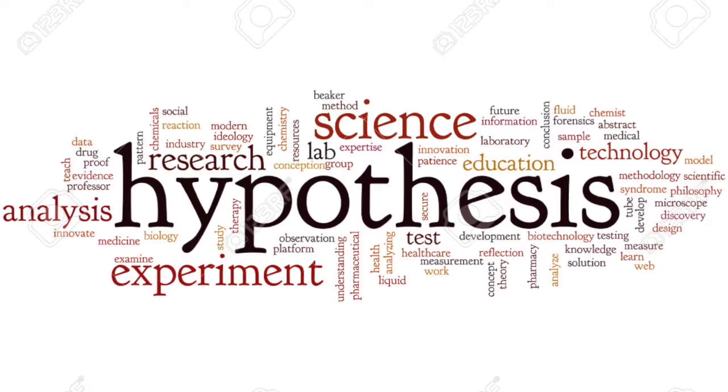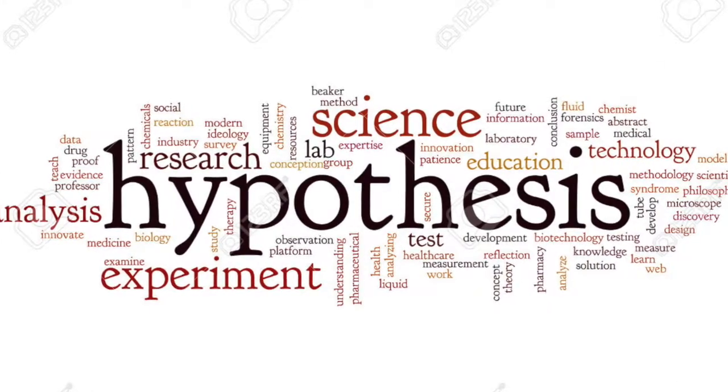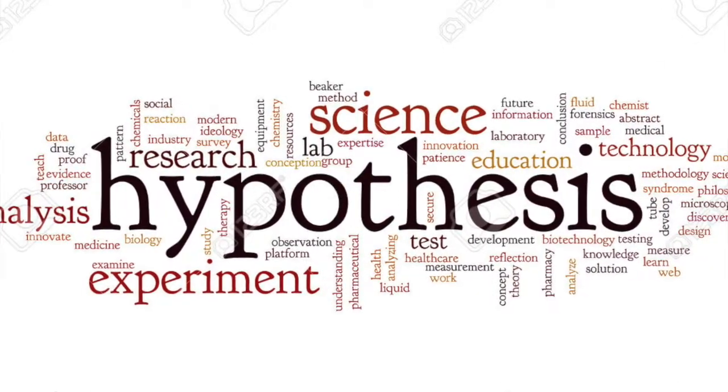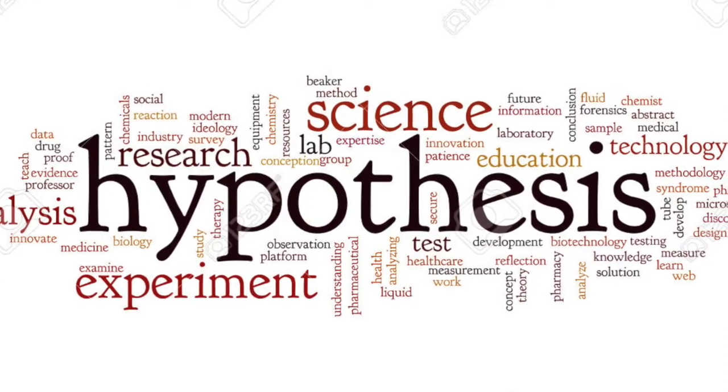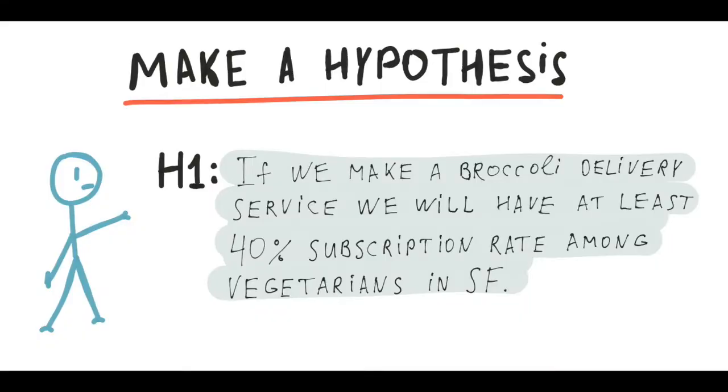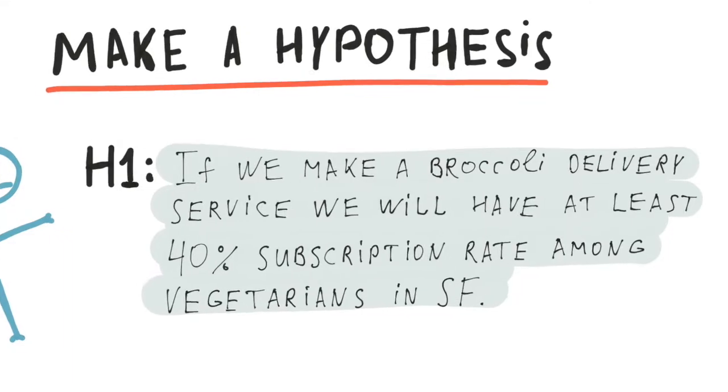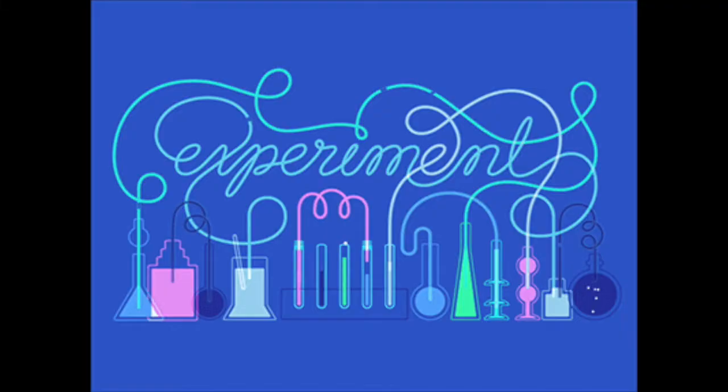Next is the hypothesis. The hypothesis is a prediction of what your experiment is going to turn out to be. Your hypothesis should go something like this: if I do this, then this will happen. Next is the experiment. You have to design a test in order to confirm or disprove your hypothesis. In your experiment, you should include materials and procedure.